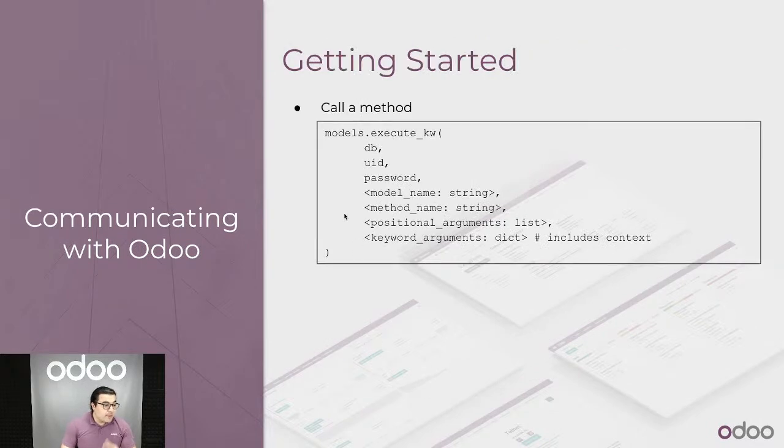Of course, execute_kw takes multiple parameters. We have set those in previous steps. Model name is basically the name of the database model that you are attempting to control. Method name is any public method. We're going to talk about public methods in a second. And then method name is actually going to be a Python function.